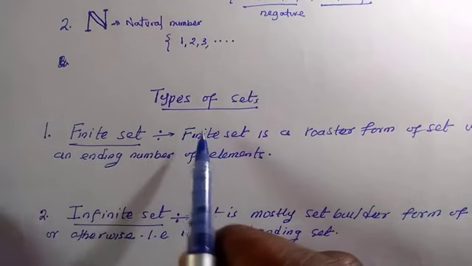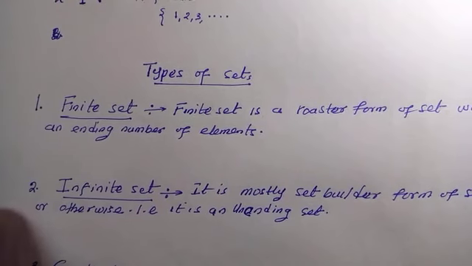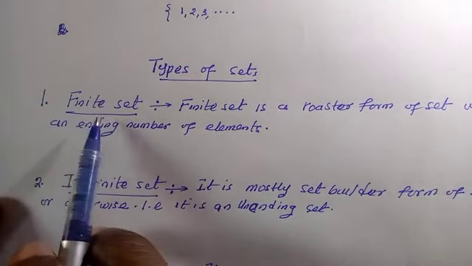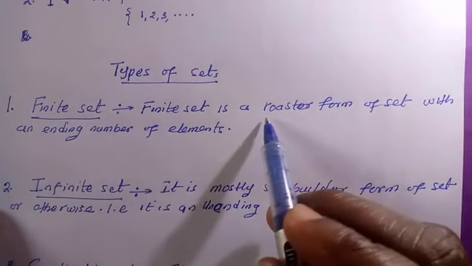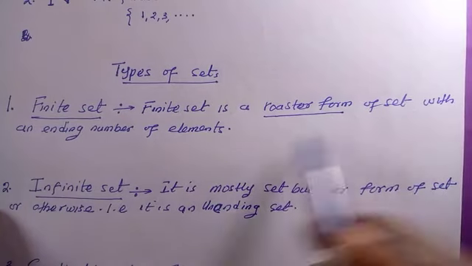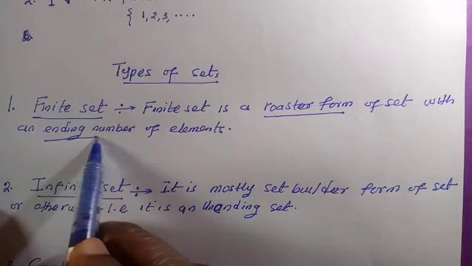And let's see the types of a set. As we all know from the introduction, which also explained some concepts, let's see the types of a set. Types is different from form. Here are the types of sets. So the first one is the finite set. It is a roster set with an ending number of elements.